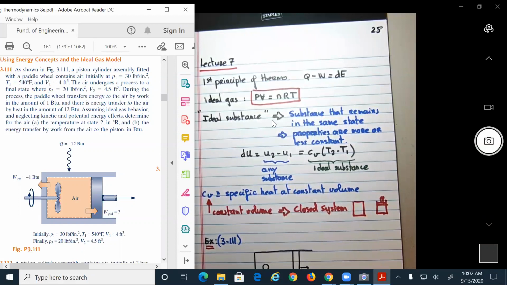All right. So obviously if you expand this, if this moves to the right, the pressure is going to go down. I mean, it should not go down if this wasn't there. If nothing was happening, it should be constant, the pressure. But during the process, the paddle will transfer energy to the air by working the amount of 1 BTU. So what does that mean? Is that the work, this is given, the paddle wheel is given 1 BTU of work.